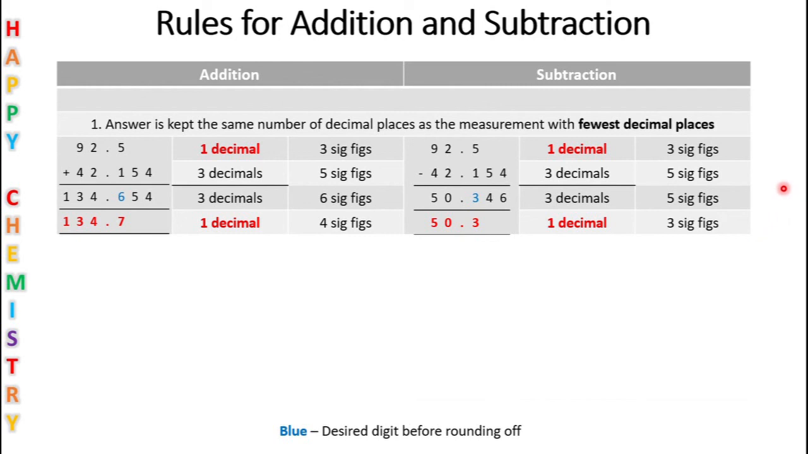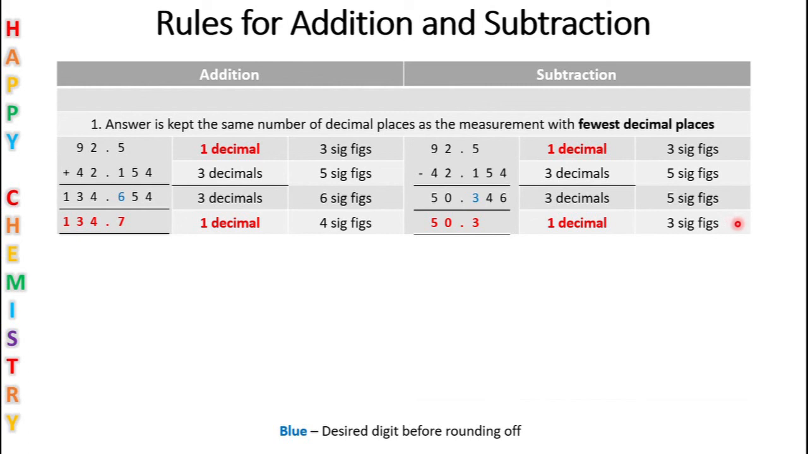Let's look at the number of significant figures. 92.5 has 3 significant figures. 42.154 has 5 significant figures. 50.346 has 5 significant figures. The final answer with one decimal place has 3 significant figures.